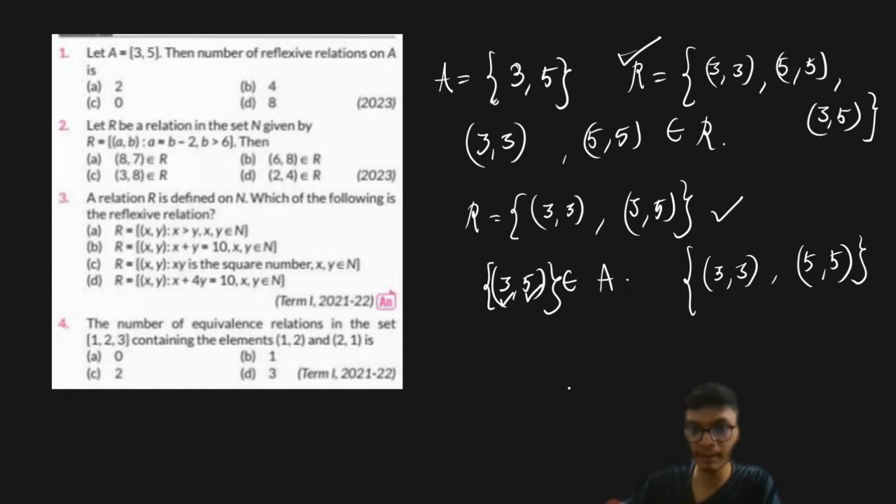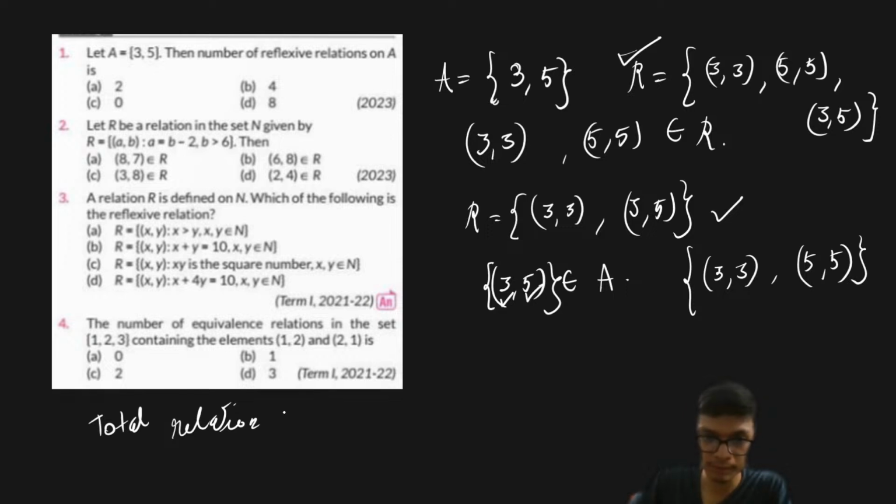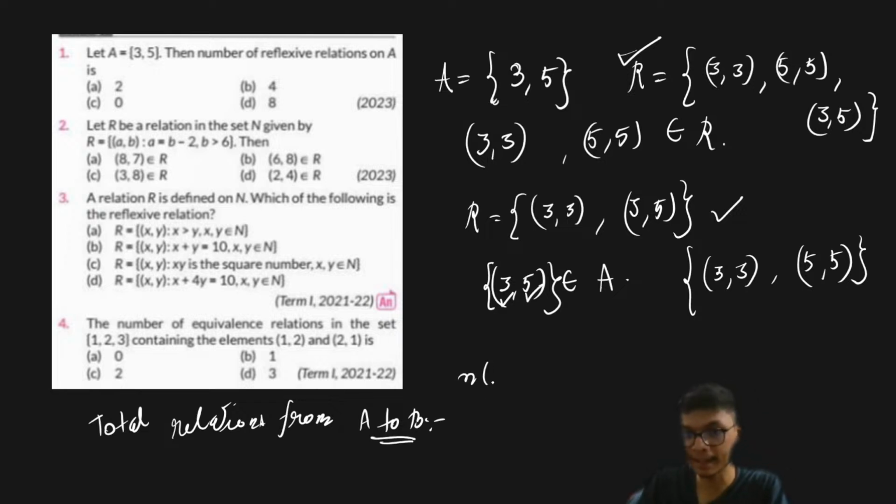But one more thing to understand is the total number of relations possible. That is an important problem. Relations are basically subsets, right? Now, if you just recall, the total number of relations from A to B, such that the cardinality of A is some m and the cardinality of B is some n, is given as 2 to the power m into n, right?